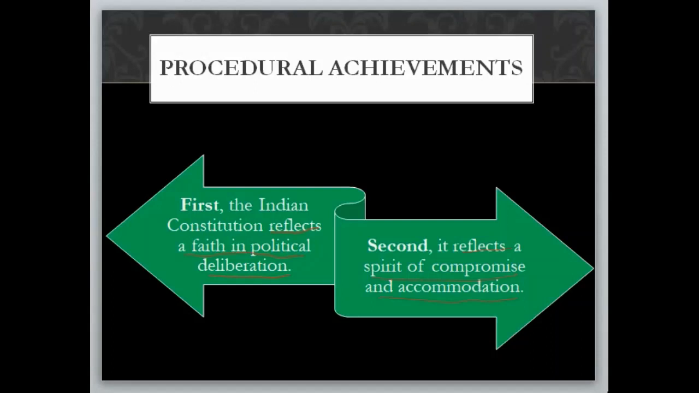The second is that it reflects the spirit of compromise and accommodation, and this is very true. When we go through all the seven core provisions of our constitution, we can clearly say that it has a spirit of compromise as well as accommodation. And that is why we find not only one or two cultures or religions in India, but we find India to be a multicultural, multi-religious, and multi-dialected country in the entire world.